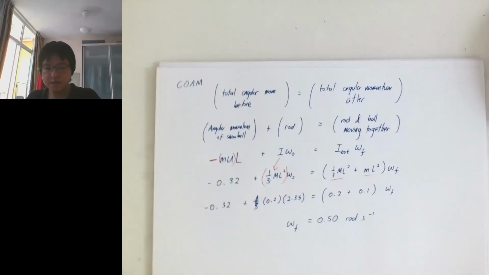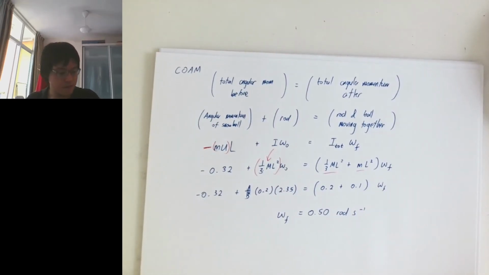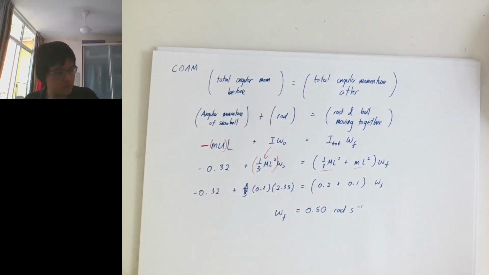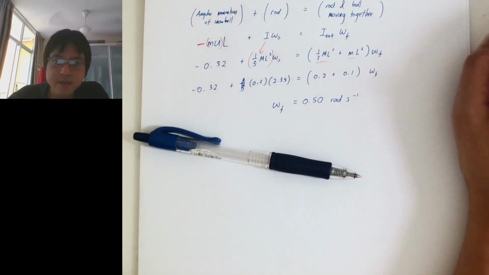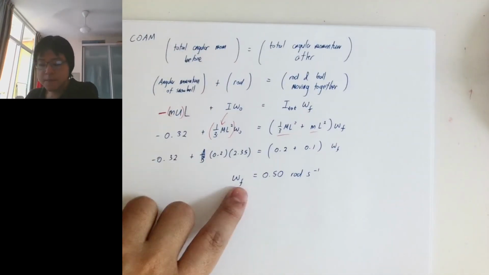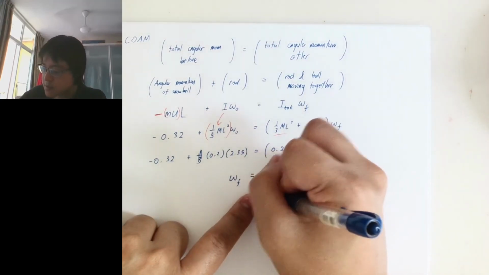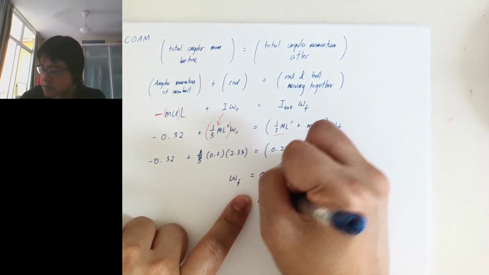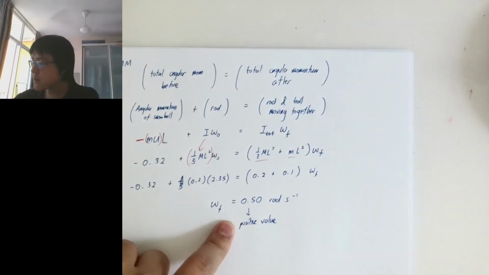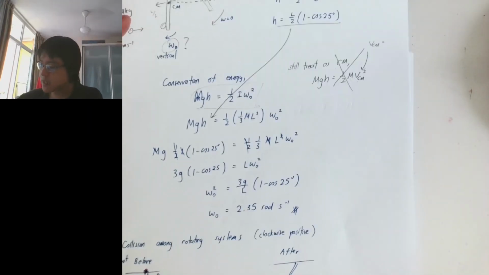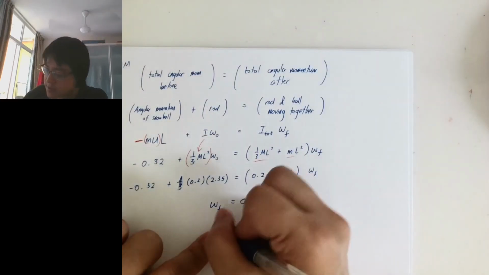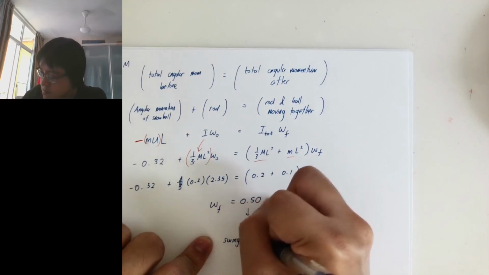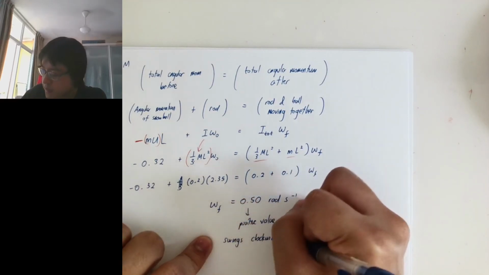So what time is it now? Five more minutes, so let's do the last part. The last part is to find the maximum angle the sign will swing after impact. By the way, my omega final is a positive number. And just now, when we started the calculation, my positive is clockwise, so it swings clockwise after collision.